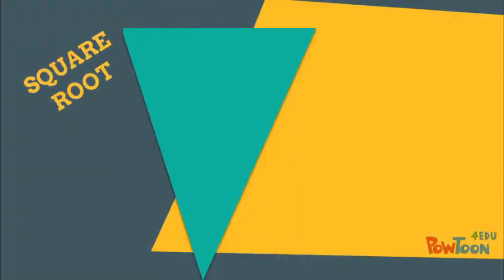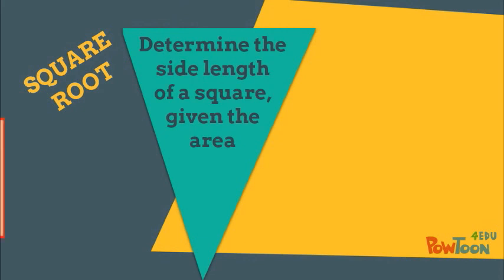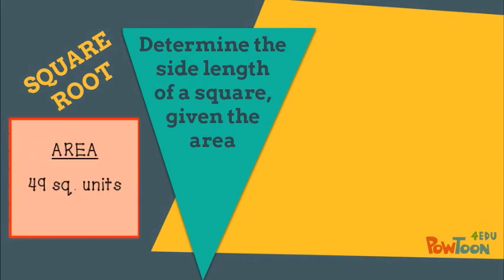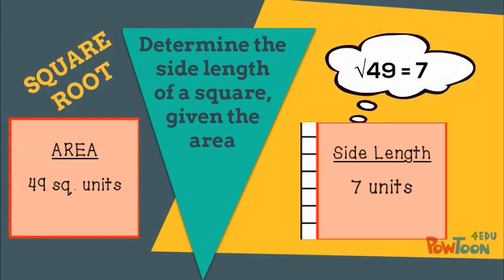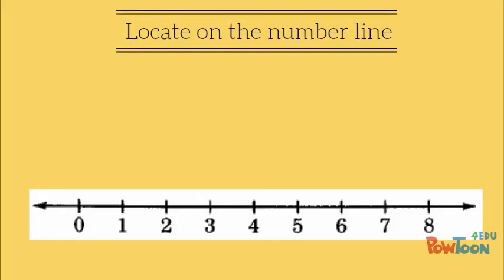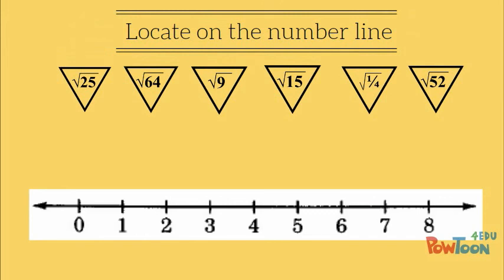Square roots. We'll determine the side length of a square if its area is 49 square units. The side length is 7, and the math sentence is the square root of 49 equals 7. You may be asked to place square roots on the number line.